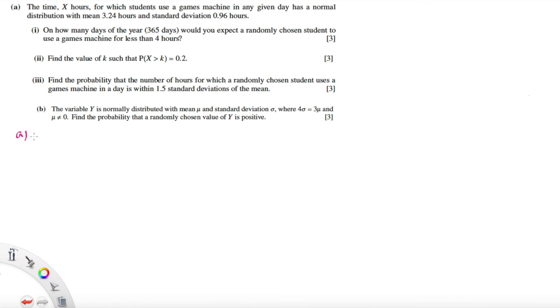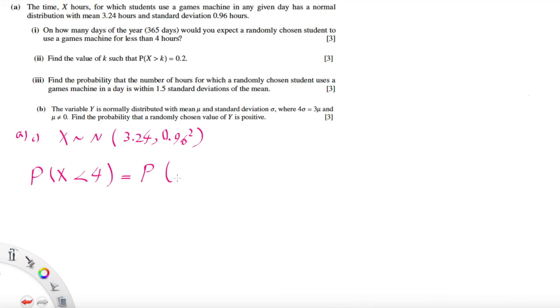So x has normal distribution with mean 3.24 and standard deviation 0.96, so variance will be 0.96 squared. So it says use a games machine for less than 4 hours. So we first find the probability of using a games machine less than 4 hours.